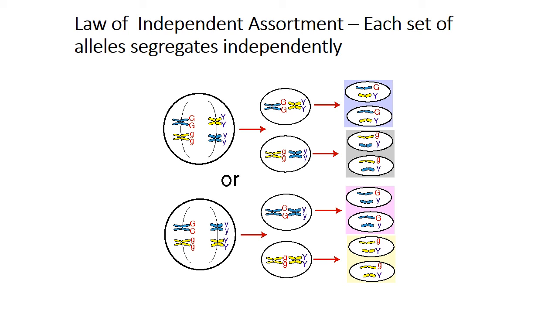So here we have all of these things where it says each set of alleles separate independently of each other. So that we have big G, little g, and they're going to separate independently from big Y, little y. So if we look at this first section right here, you see that we can get big G, big Y, or big G, little y, or a little g, big Y, or little g, little y.